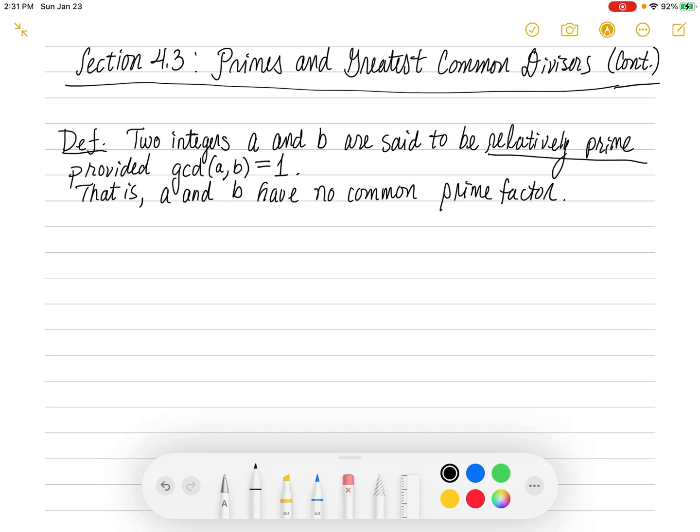Well, we've been working in section 4.3, which is about primes and greatest common divisors. At least that's the title of the section. We do quite a bit more in here. We want to throw out a new definition.